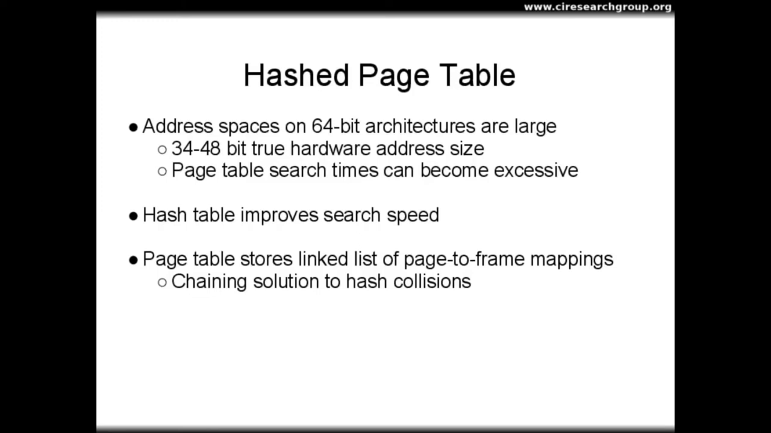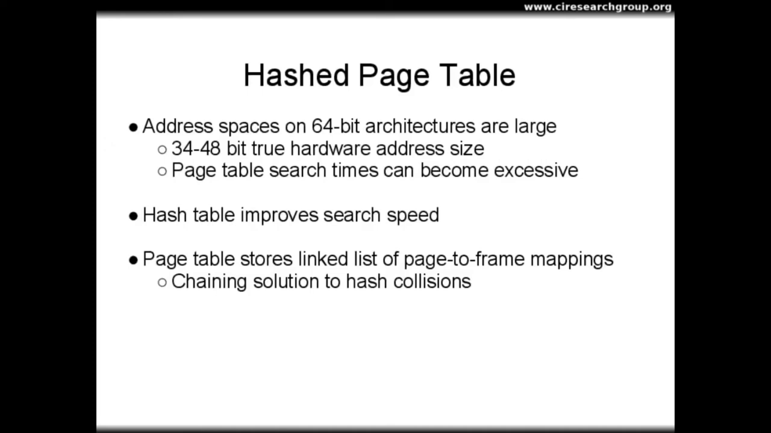Moreover, the address spaces on 64-bit architectures are much larger than the amount of memory that the MMU actually supports. Current 64-bit systems have true hardware address sizes in the range of 34 to 48 bits. If we were to store a mapping to handle every logical page number in such a system, the mapping would be large and inefficient, since the address space is sparse. That is, not every 64-bit logical address can map to a physical location in RAM, since the physical addresses are at most 48 bits. As a result, many of the possible 64-bit addresses are unused.